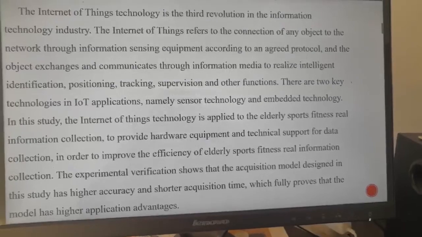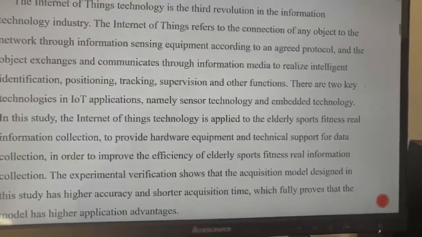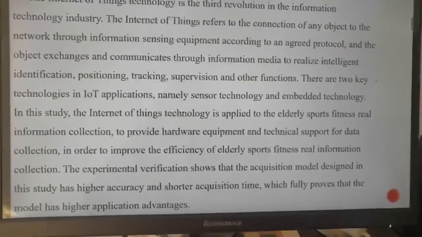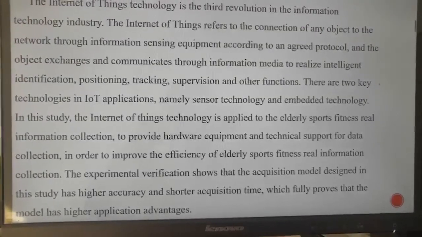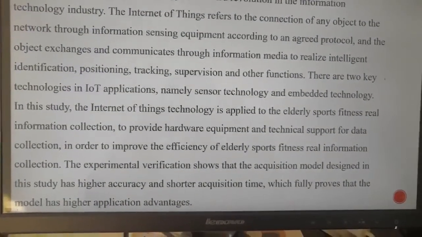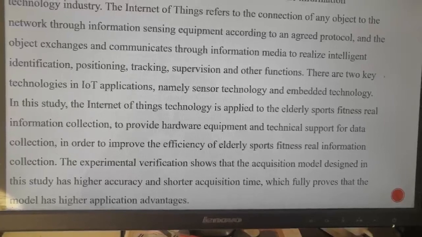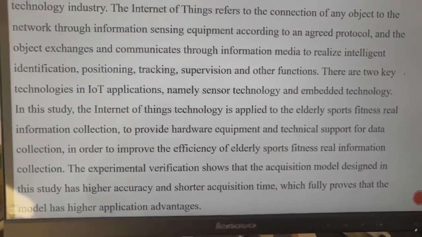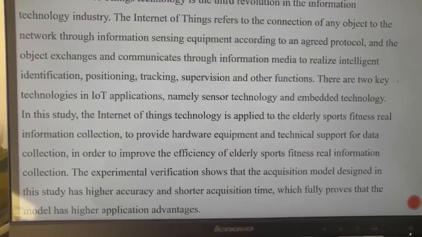The Internet of Things technology is the third revolution in the information technology industry. The Internet of Things refers to the connection of any object to the network through information sensing equipment according to an agreed protocol, and the objects exchange and communicate through information media to realize intelligent identification, positioning, tracking, supervision, and other functions. There are two key technologies in lots of applications, namely sensor technology and embedded technology.